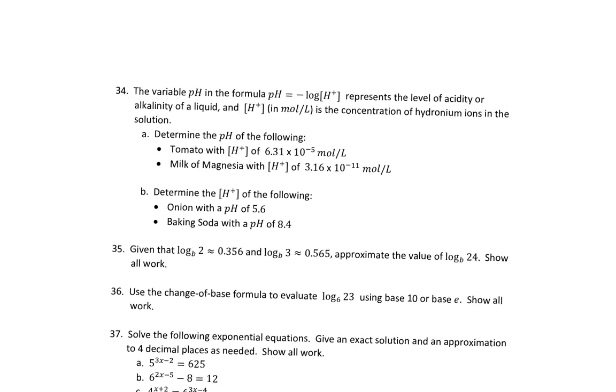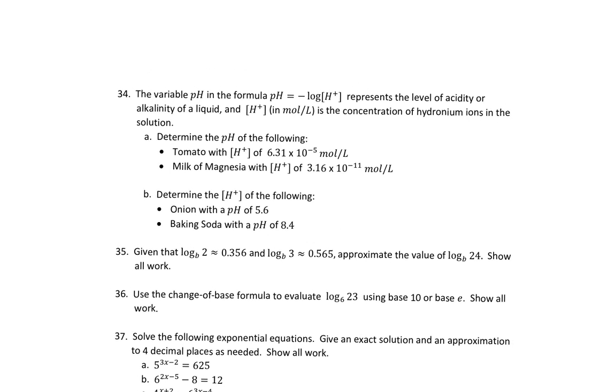Okay, so for this first problem, we have that the variable pH in the formula pH is equal to negative log of H plus represents the level of acidity or alkalinity of a solution, and H plus in moles per liter is a concentration of hydronium ions in the solution. So this is a pretty applied question, but I think it's important to just recognize this is the equation that we're going to be using.